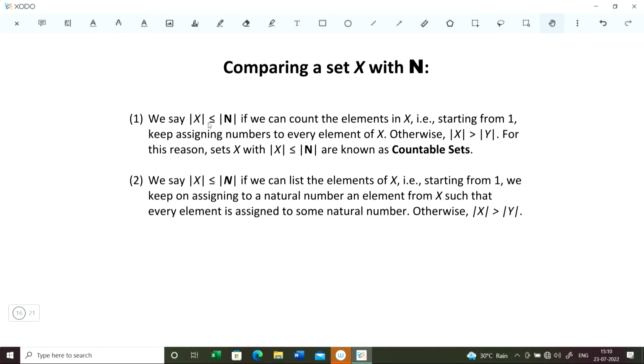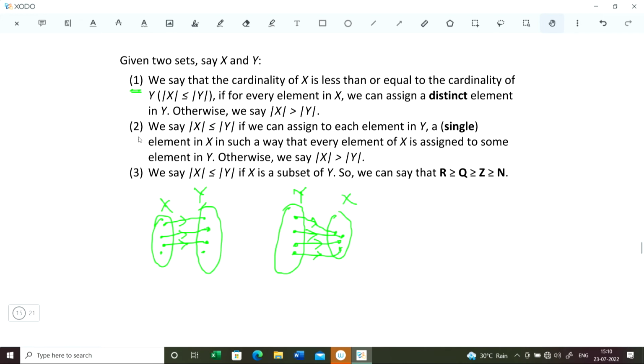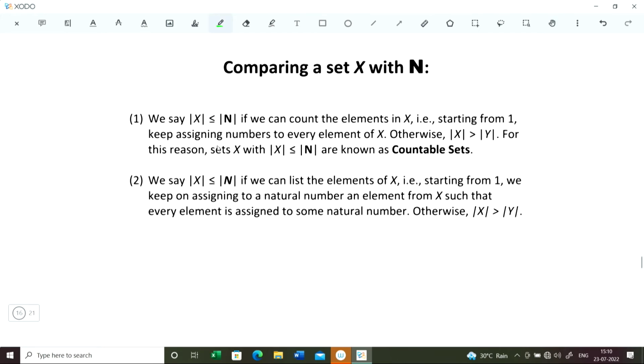Now, similar to this second definition, an analogous statement we have here is that we can make a list of all the elements. And what we are doing while making a list is that, successively for natural numbers in order, I am assigning each element of x here. In the end, this will turn out to be my whole of x.